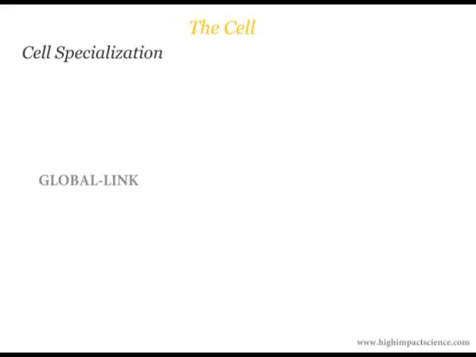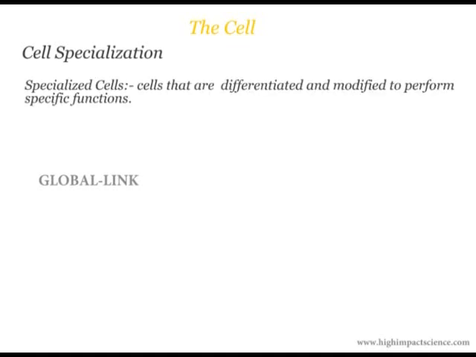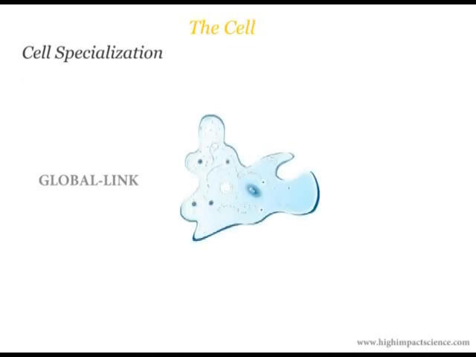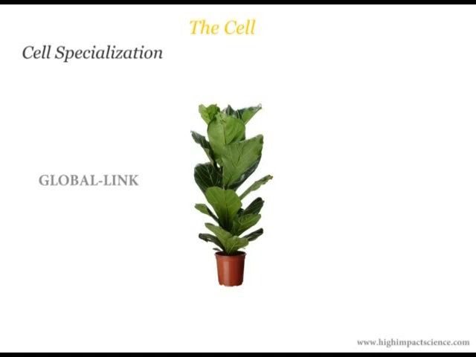Next, cell specialization. Cells that are differentiated or modified to perform specific functions are said to be specialized. In unicellular organisms, a single cell is capable of performing all the biological functions needed by the organism for survival. In multicellular organisms, cells have to be specialized because of the complex nature of the organism.